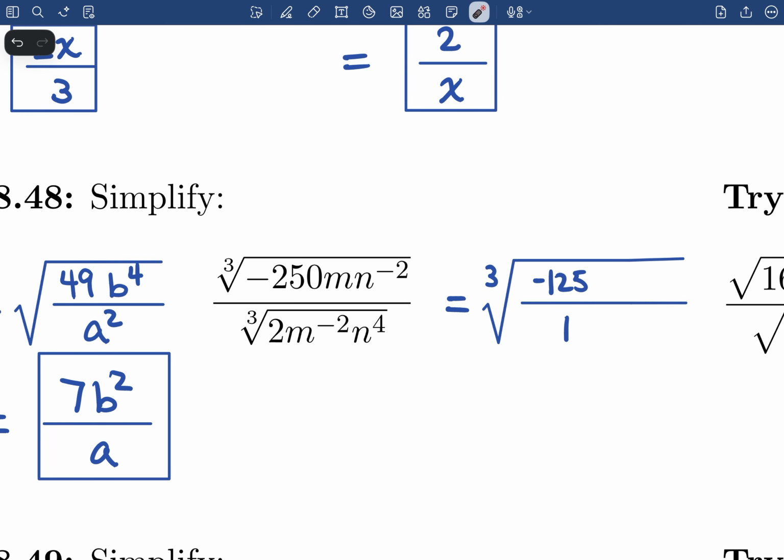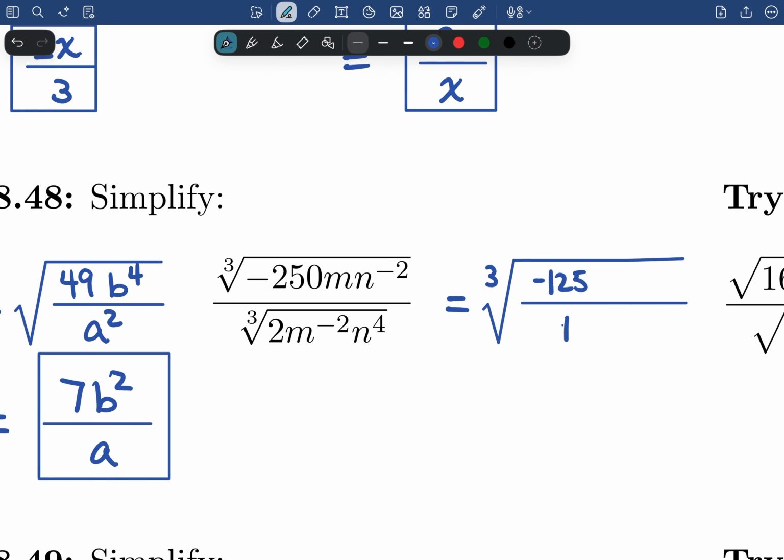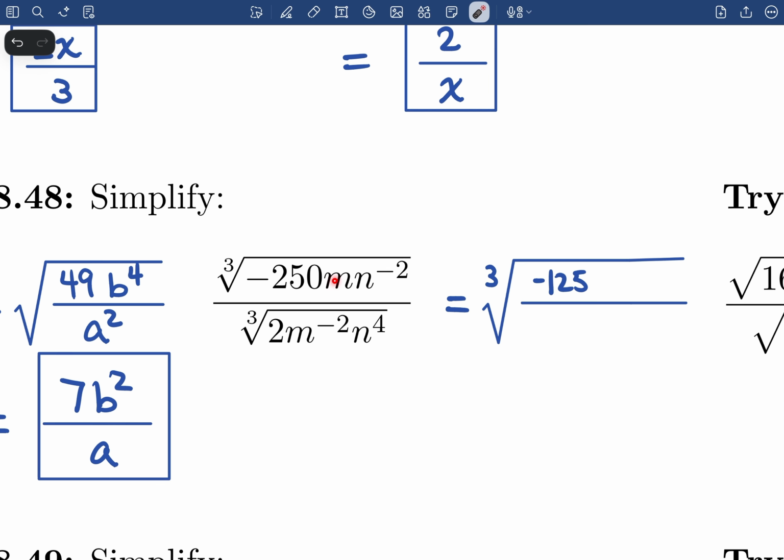Okay, so I reduced by a factor of 2, right? I divided this by 2 and this by 2, and I got this. And now that 1 is going to become invisible because it's going to be multiplied with other things. So I don't need to worry about that 1 anymore. Let's now look at the m variable. We've got m on top and m to the negative 2 on bottom.